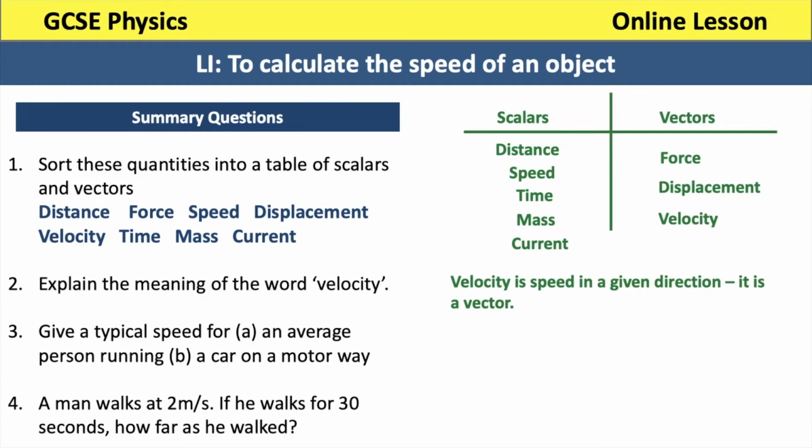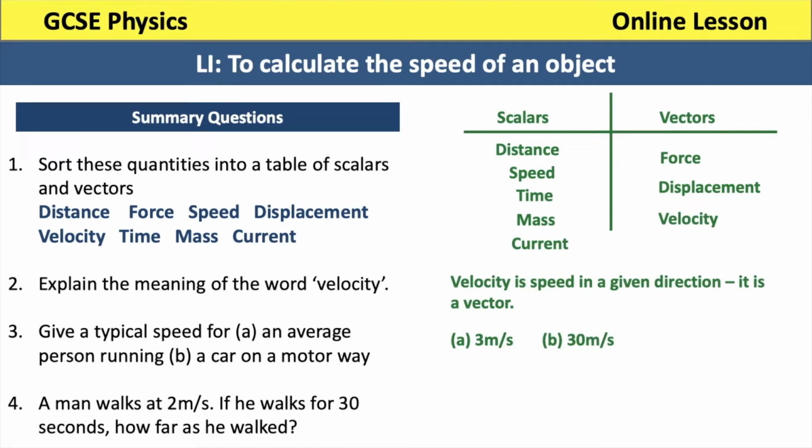Typical running speed of a person, no issues there, that should be nice and easy, 3 metres per second. But a car on a motorway we haven't actually discussed. Now, what the exam board would be looking for here is you to estimate a sensible number. So there would probably be a range of acceptable answers. However, the best answer that I think you could give would be 30 metres per second.